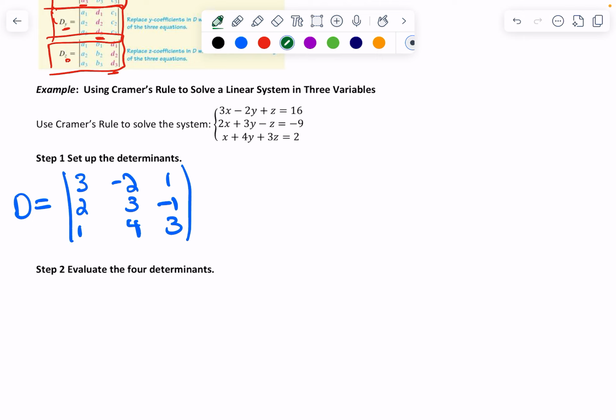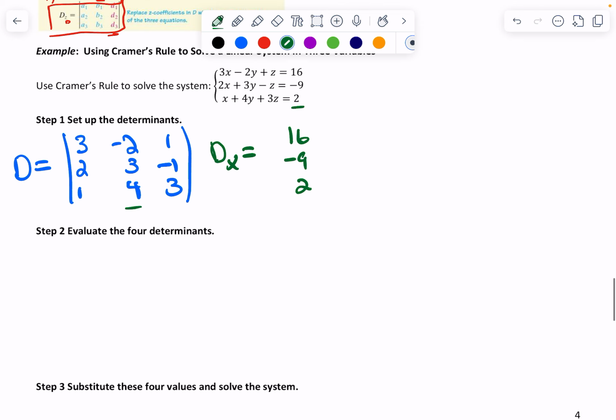Okay, next one is going to be D sub x. So it should look exactly like what we've got here, except that coefficients of x are going to be different. So coefficients of x are going to be replaced by the constants. So 16, negative 9, and 2. Now, the second and third column should look exactly like they do in D. Coefficients of y and coefficients of z.